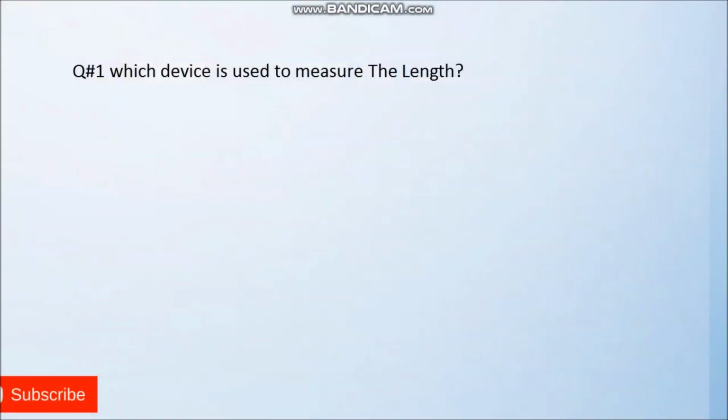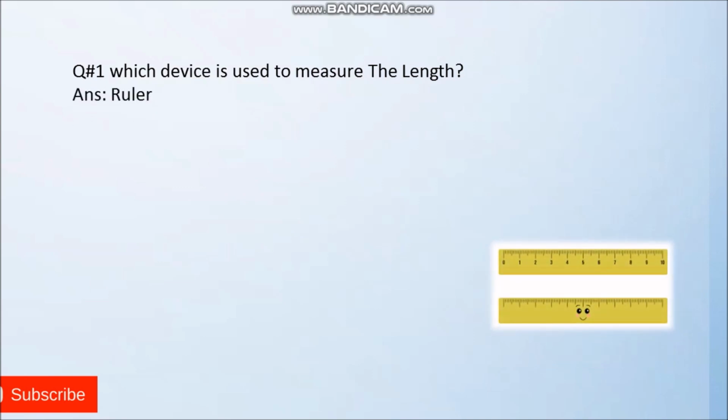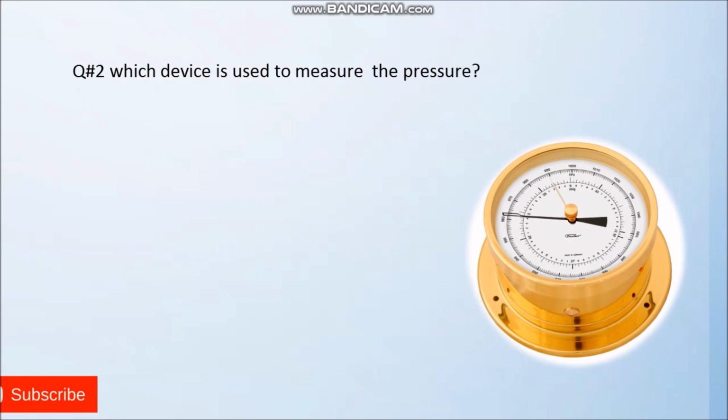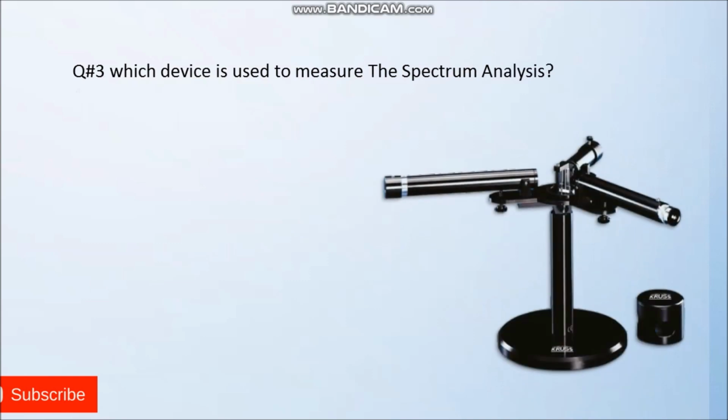Question number 1, which device is used to measure the length? Answer is ruler. Question number 2, which device is used to measure the pressure? Answer is barometer. Question number 3, which device is used to measure the spectrum analysis? Answer is spectroscope.